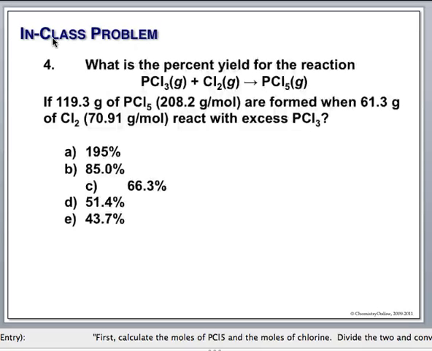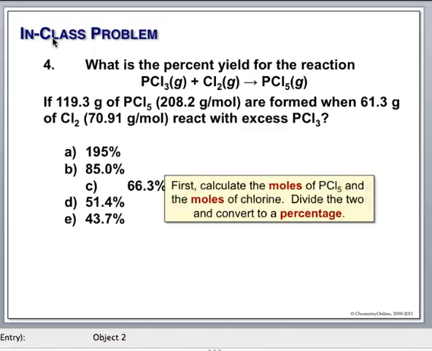Percent yield here. PCl3, chlorine, PCl5. We have 119 grams of PCl5. We're reacting 61.3 grams of chlorine. PCl3 is in excess, so that's good. So we don't have to worry about PCl3. What we have to do is figure out our theoretical yield.